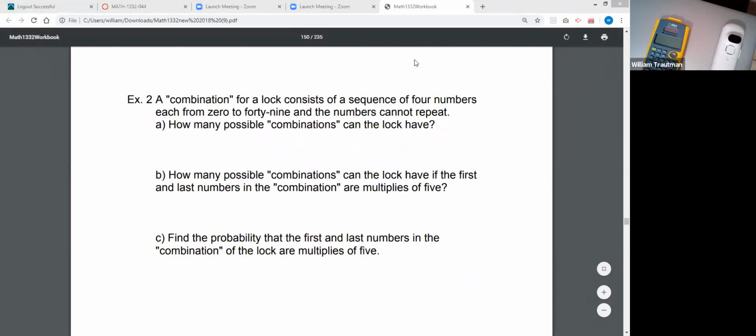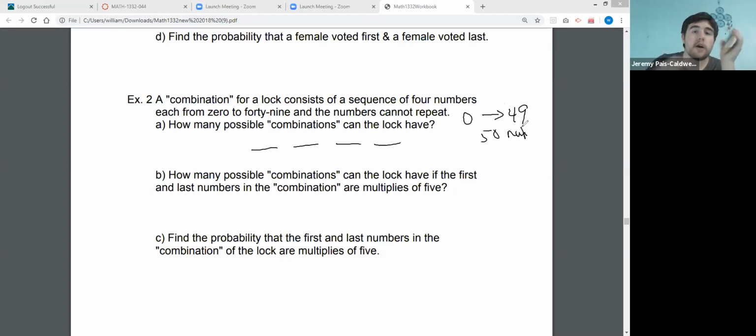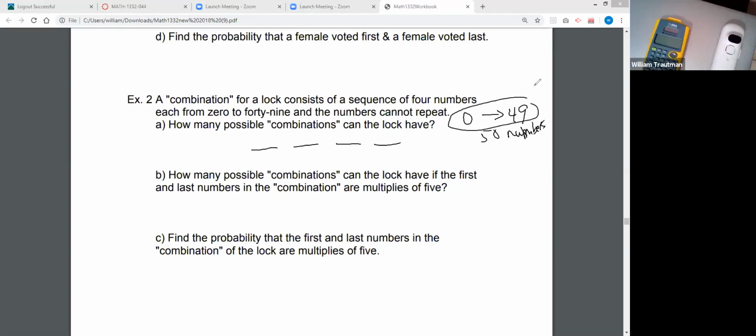Okay, a combination for a lock consists of a sequence of four numbers, 1, 2, 3, 4. Four numbers each from 0 to 49. How many numbers are there then? Would you agree from 0 to 49 there are 50 numbers? Yes, because you got to count 0 as a number, and then 1 through 49 is another 49. So there are 50 numbers total. How many possible combinations can the lock have?